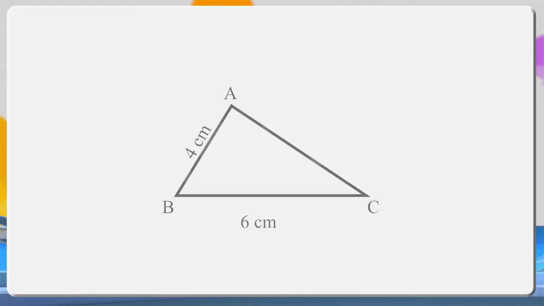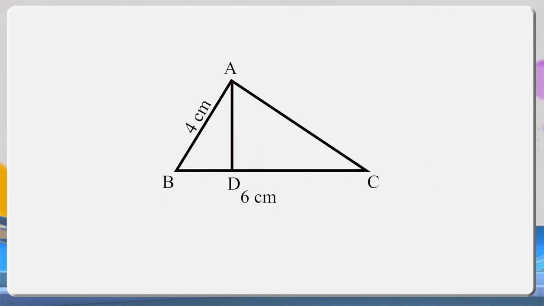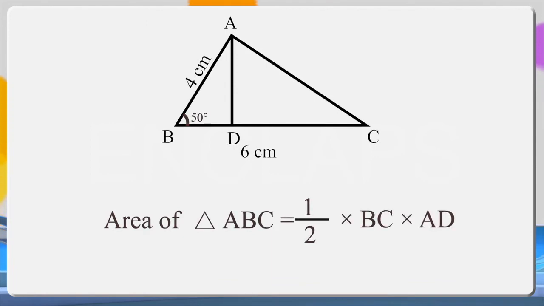Okay, let's look at some problems using sin and cos. We have to find the area of this triangle. As we did in the previous section, we have to draw a perpendicular from A to BC. Area of the triangle is half base into height. So, area of triangle ABC equals half into BC into AD. We know BC is 6. Then how will you find the height AD? Yes, AD can be found by using the sine function. Let's see how it's done.